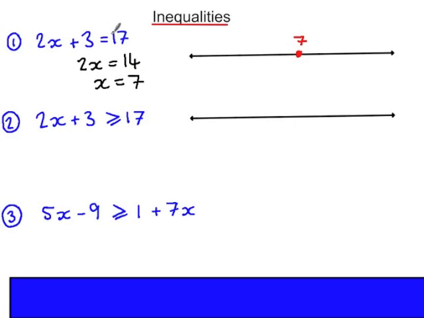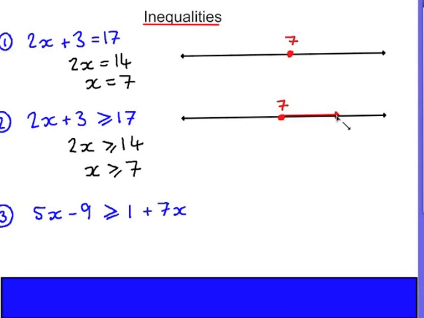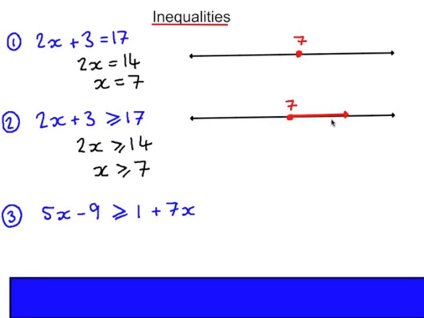If we replace the equal sign with an inequality, we can perform the same operations. This is saying that we can take any value of x which is greater than or equal to 7, and we show that on the number line by marking the number 7 and placing an arrow on the line showing that any value greater than or equal to 7 fits this original inequality.